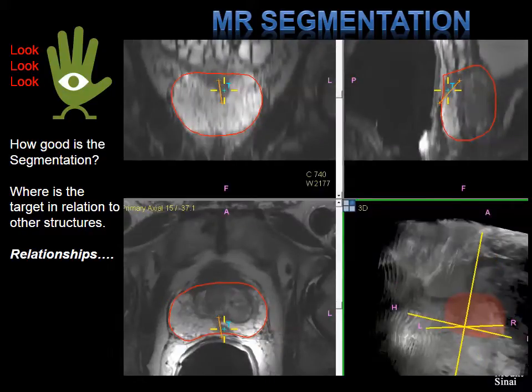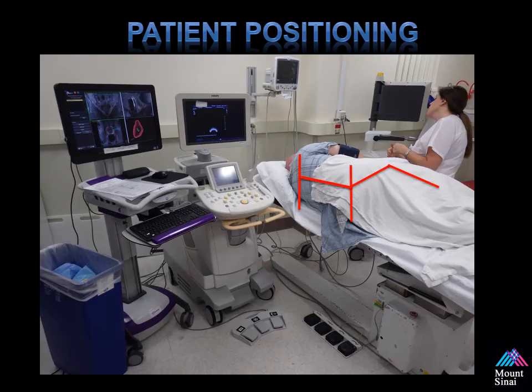Always look at the relationships of the targets to other natural structures seen within the prostate, as in the interface of the central gland, as well as BPH nodules and the urethra. Patient positioning and setup is always important.